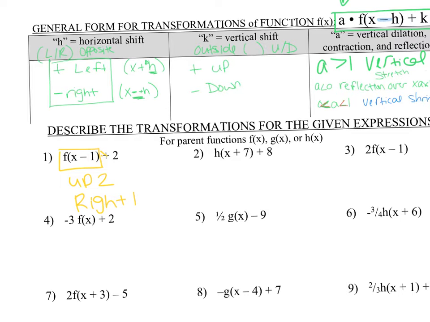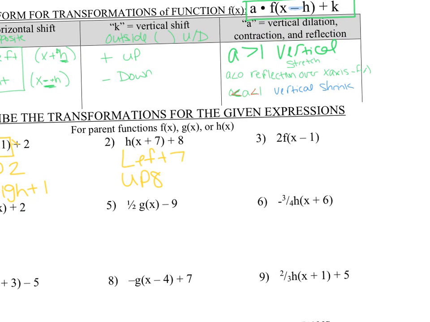This is left or right, up or down. Because it's inside the parentheses, it's opposite of what I think. When I see positive, it's left 7. The 8 is outside the parentheses, so that's up 8. The 2 here is multiplying the f of x, so it's a vertical stretch by a factor of 2. And we have an x minus 1 on the inside of parentheses, so that's moving right 1 unit.